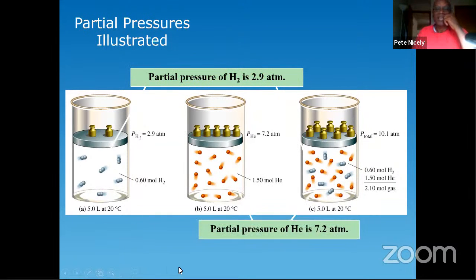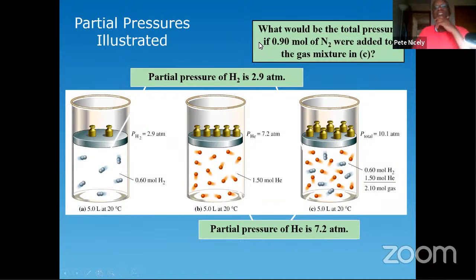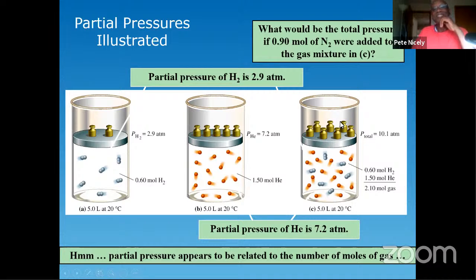This is just pointing out the different values for the pressure of hydrogen and the pressure of helium and the total pressure when you're adding. Now, here's a question that is being asked based on the same idea right here. The question says, what would be the total pressure if 0.90 moles of nitrogen were added to the gaseous mixture in C? So here we have C, right? We already have 2.10 moles of gas here, right? And the question is asking, what if you added 0.90 moles of nitrogen to this mixture? What would be the total pressure?